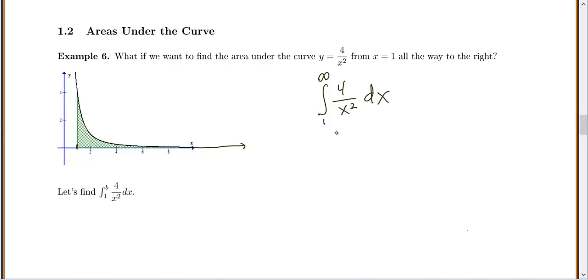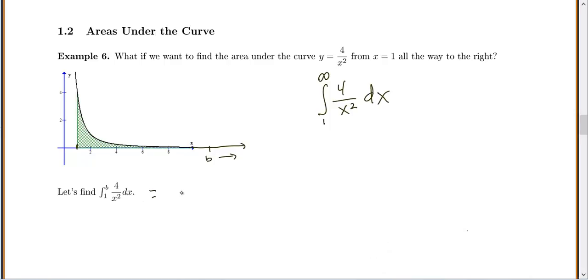So we don't know how to find this integral yet. So let's start with, instead of doing it to infinity, let's look at the integral from 1 to b of 4 over x squared dx. And we'll just say, here's b. And then we can keep moving that b further and further along until we get closer and closer to infinity. But first, let's find the integral.